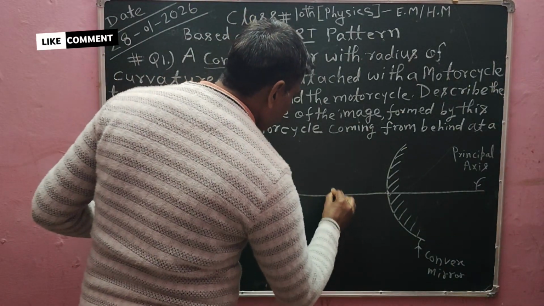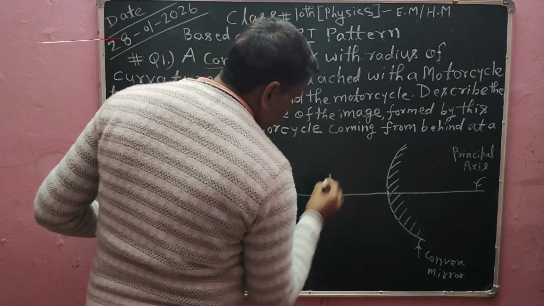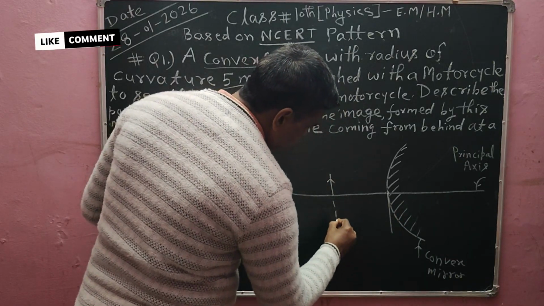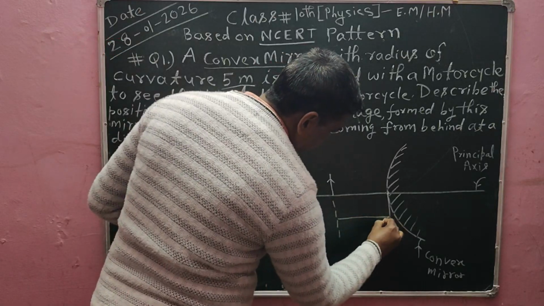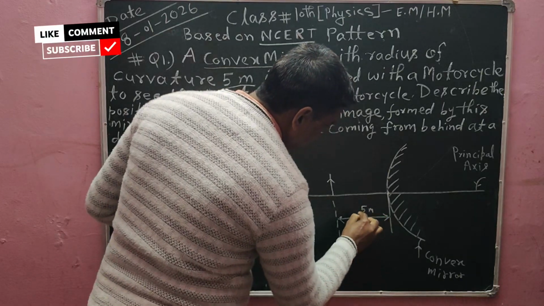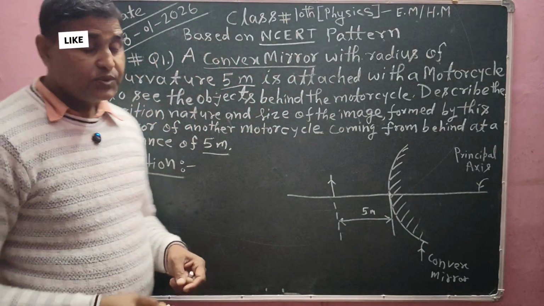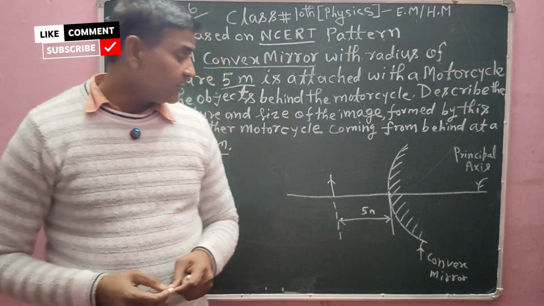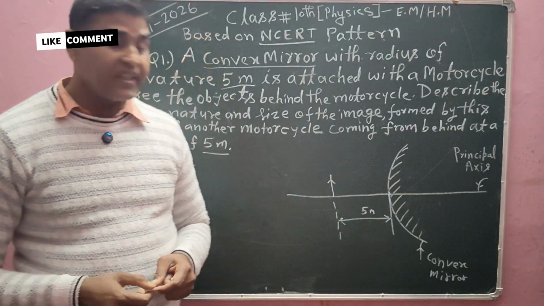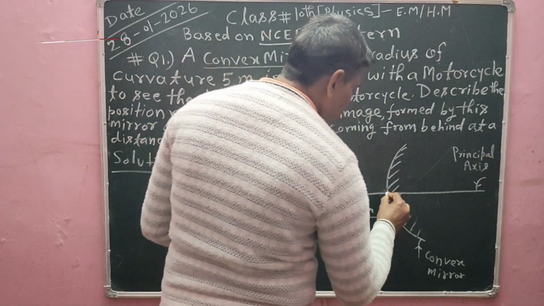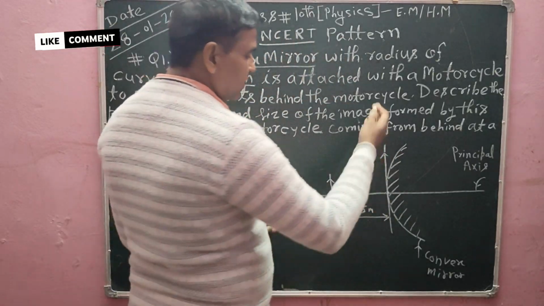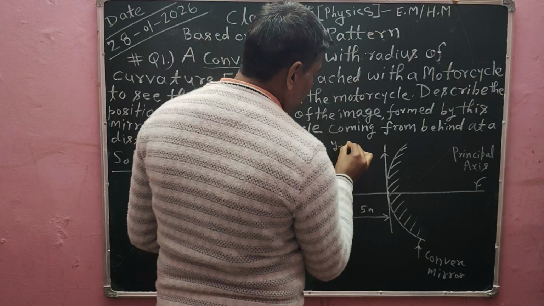So here I am keeping one object, and from the optical center of this mirror its distance is given as 5 meter. Now I will also define the sign convention here, because without sign convention we are unable to evaluate the size of the image. So I will explain the sign convention in detail. That is very important. From the center of the mirror I will draw a line which is perpendicular to this line. I will say this is the y axis.